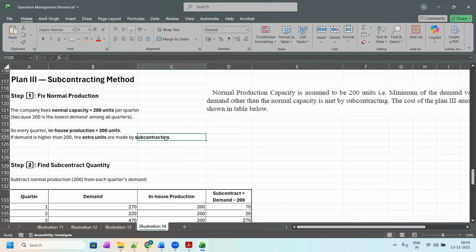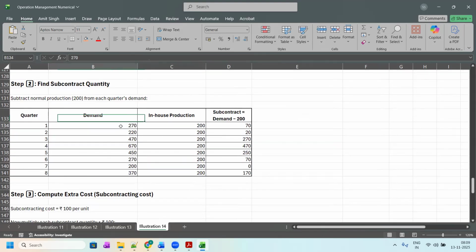Yes, sir. So now what is done for each quarter? This is the demand, and this is the in-house production. Because they knew that the bottleneck is 200 units, in-house they manufacture only 200 units. Whatever is the demand beyond 200 units, they will outsource. So here we calculated the subcontract units: all demand minus your in-house production.